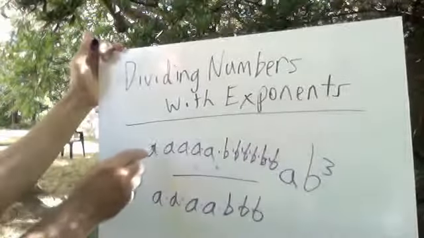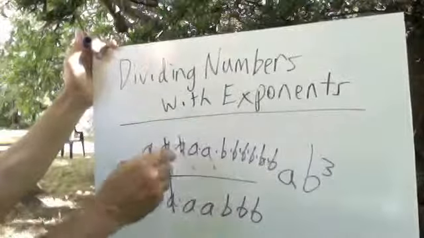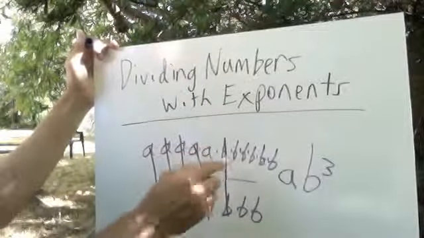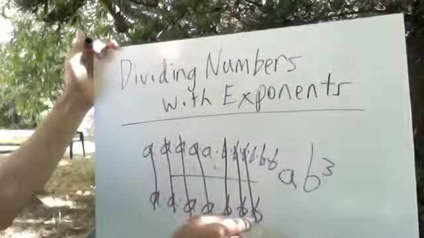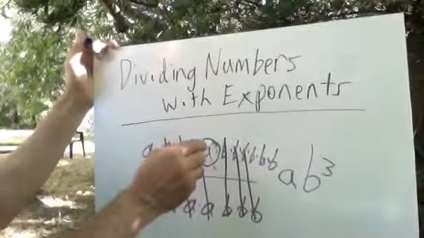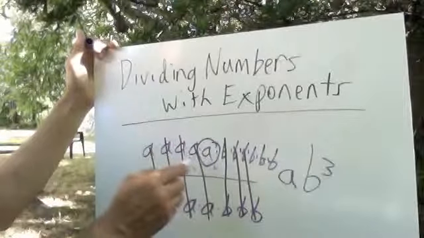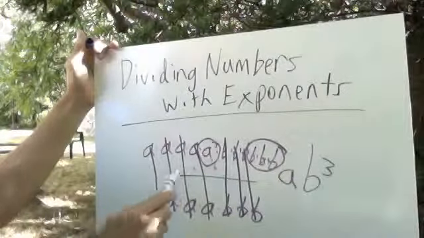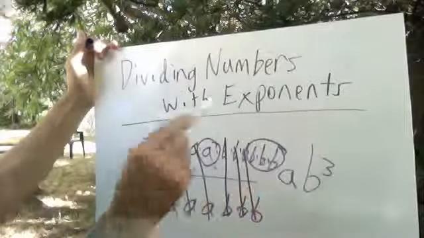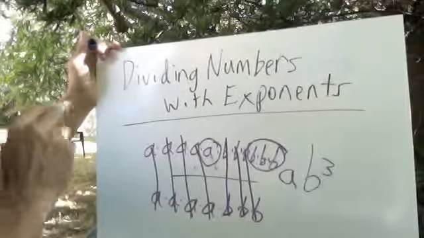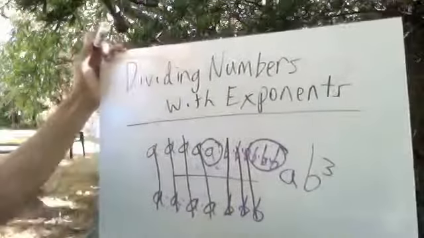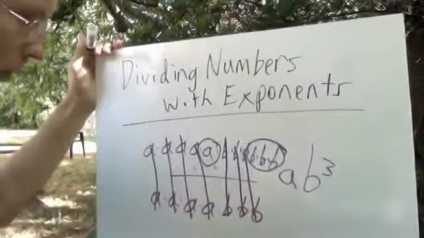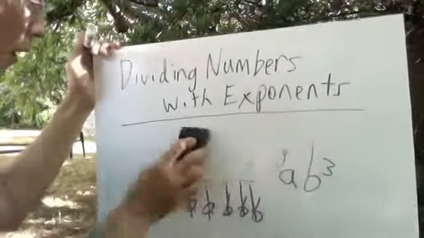Now, this a is going to cancel that a, that a, that a, that a. This b is going to cancel that b, and that b. So it leaves me with 1 a up above in the numerator and 3 b's up above in the numerator. So I get a b cubed. Either way that you think about it is totally fine. I tend to be a little more visual, so this is better. But the subtraction thing works totally fine also.